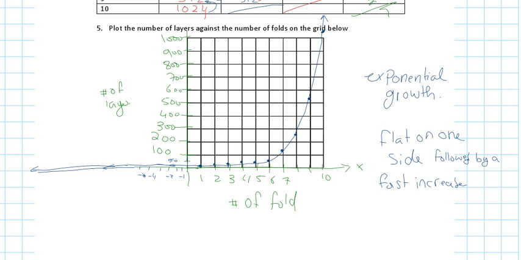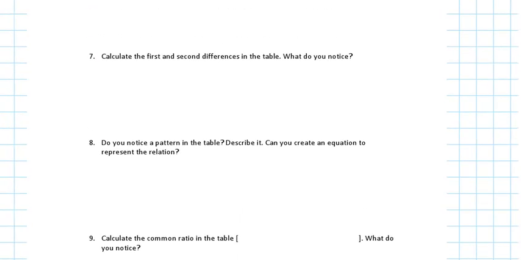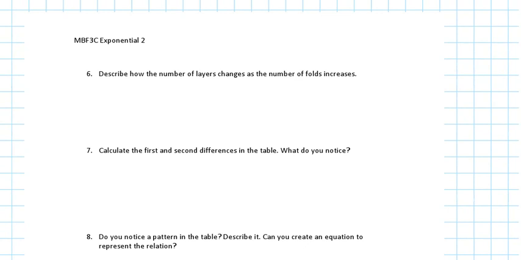Let's see. We've already talked about this, we've already mentioned all of this, but let's write it down. Describe how the number of layers changes as the number of folds increase. What did we say happened to the number of layers? It doubles. Put a therefore statement. It doubles each time, which means it grows exponentially fast.